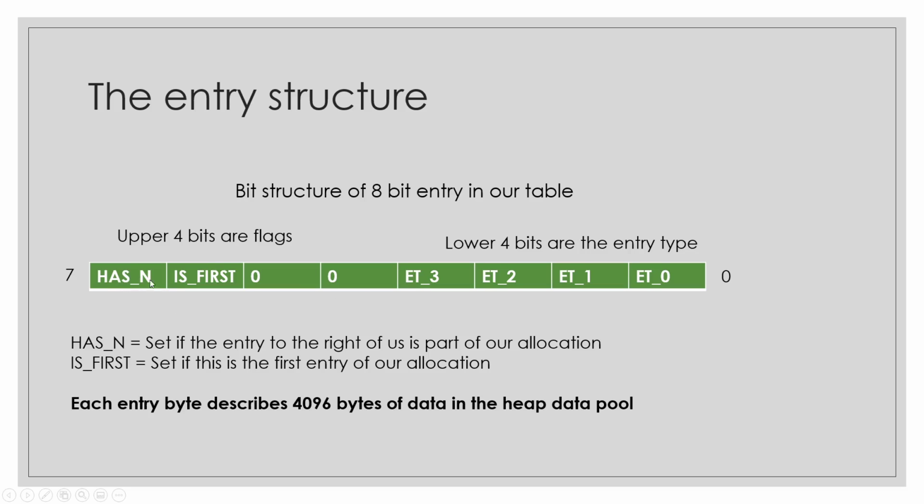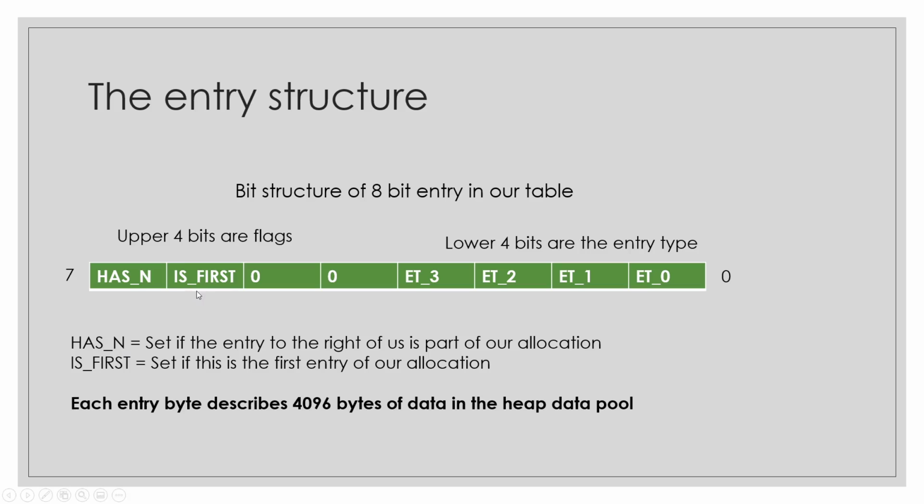So bit 7 in our entry byte is HAS_N, and HAS_N is set if the entry to the right of us is part of the allocation. So for example, if we allocate entry 0 in our array, but it takes up 2 blocks, then entry 0 will have the HAS_N flag set because block 1 will also be part of that allocation. If block 1 is the last block of that allocation, then its HAS_N flag will not be set.